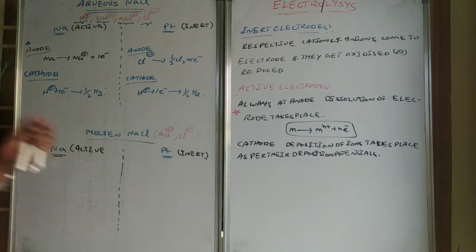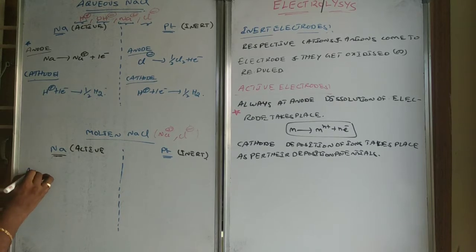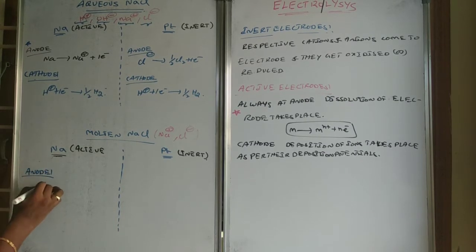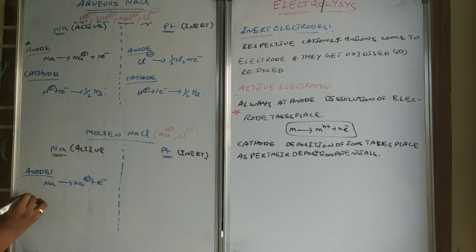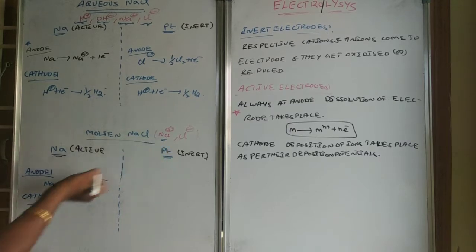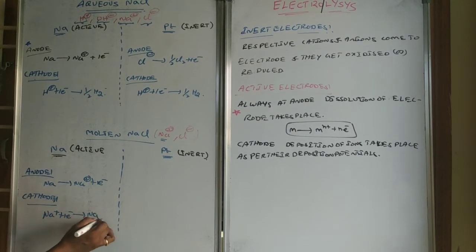Next, you see molten NaCl. Whenever you electrolyze this molten NaCl at the anode by using an active electrode, simple, Na gives Na+ plus one electron. At the cathode, there is no chance, only sodium has to come. So Na+ plus one electron gives Na.